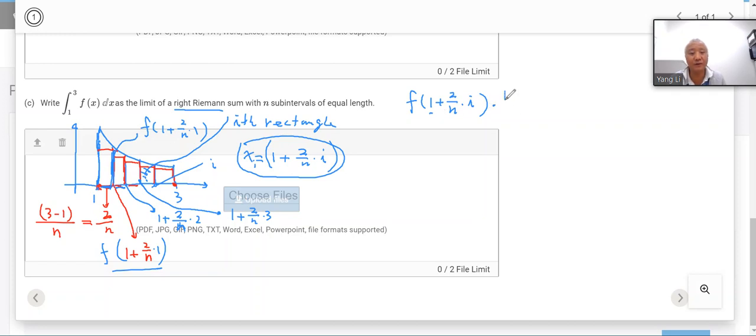The base always equals what? Because the total interval is 2 and cut by the n intervals, so this is the base here, 2 over n. Again, this is the base. Got that? And this is the area of the ith rectangle. And we're going to add them, adding the rectangles from 1 to n, because the total number of cuts is n. So that means this is the sum.